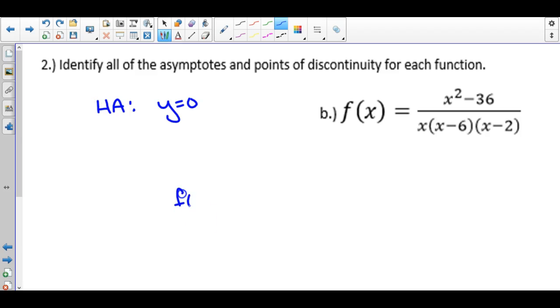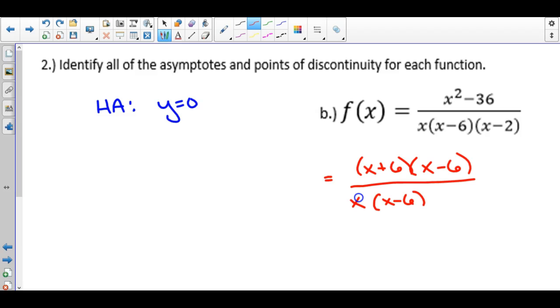I could have a function that says f of x equals x to the third over x to the fifth. And since the degree of the numerator is less than the degree of the denominator, you would have a horizontal asymptote at y equals 0. So that takes care of that part right away. The next thing I'm going to do is factor my numerator, and that is a perfect square binomial. So x plus 6 times x minus 6 are going to be my two factors, and then I'll just bring down the denominator.